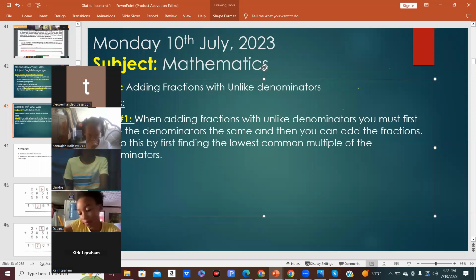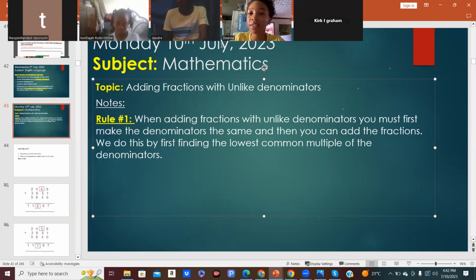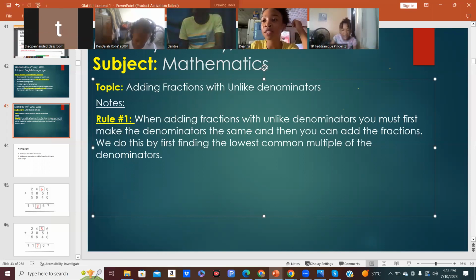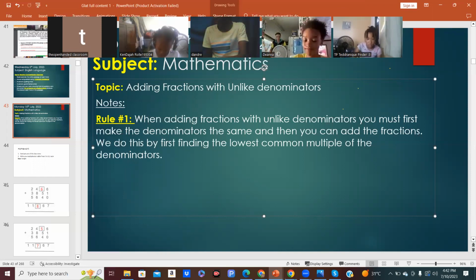All right, Deanna, can you read what's on the screen, please? Rule number 1. Adding fractions with unlike denominators notes. When adding fractions with unlike denominators, you must first make the denominators the same, and then you could add the fractions. We do this by first finding the lowest common multiple of the denominator. Very good.